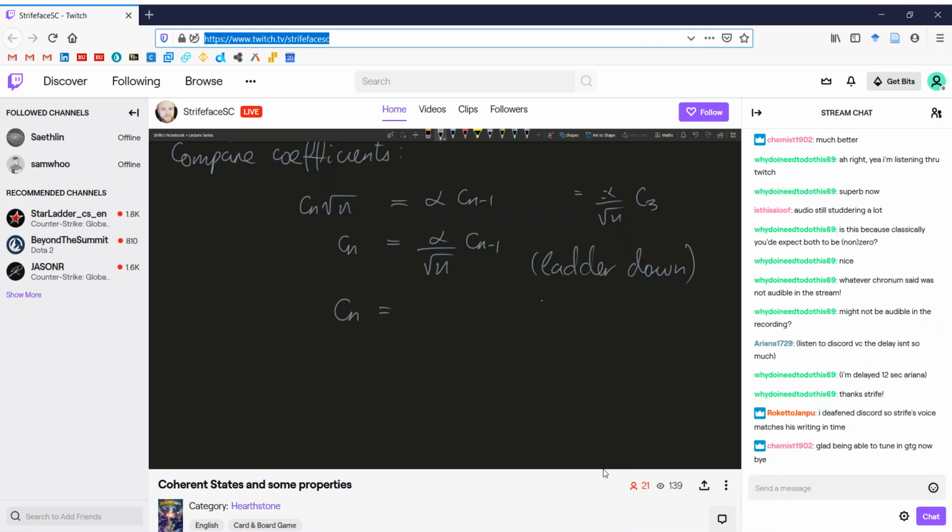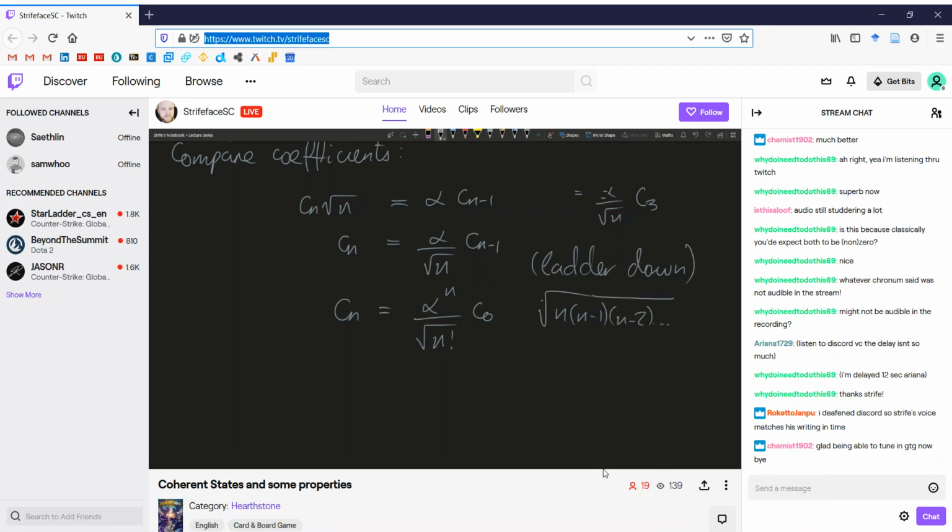And once we reach the bottom, we end up with C naught. Now, the reason that happens, the root n factorial, is because you have root n, and so on all the way down. So we have essentially found what Cn equals in terms of the ground state coefficient.